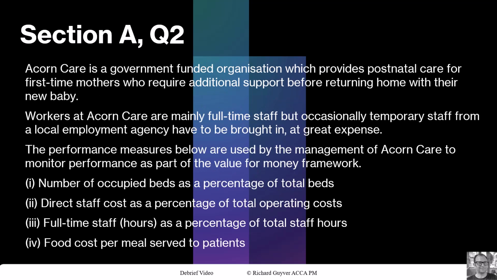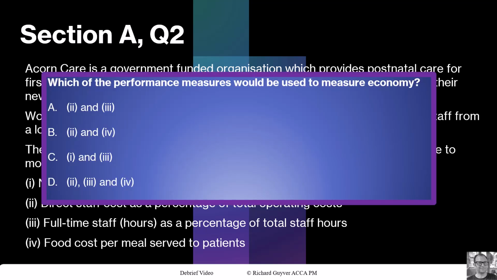Okay, on to question 2. This was a question on value for money in the public sector, which is part of syllabus area E. And we were asked which of the performance measures would be used to measure economy. Economy is one of the 3 E's of value for money.